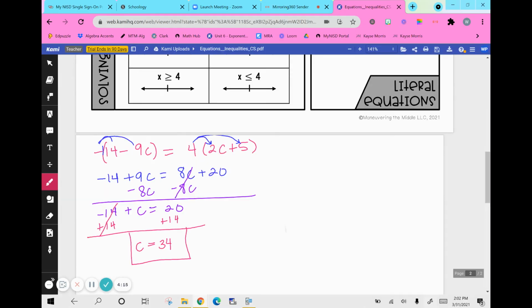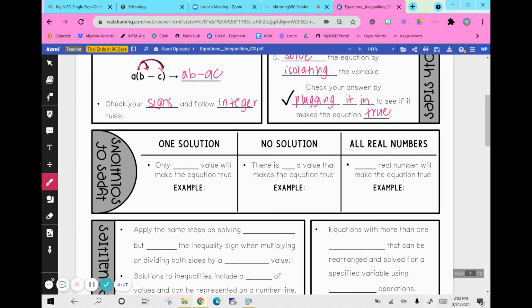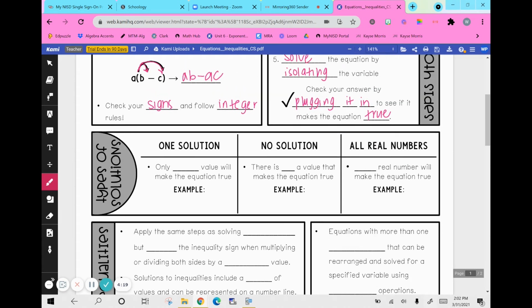All right, let's look back at our cheat sheet. It says types of solutions. So you can have one solution, no solution, or all real numbers.